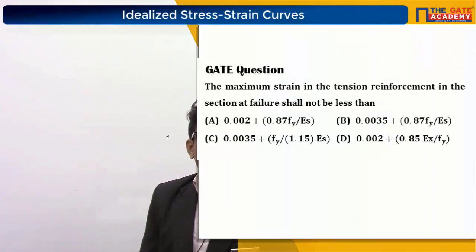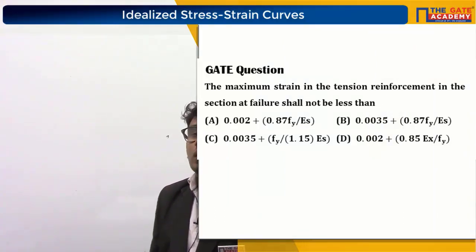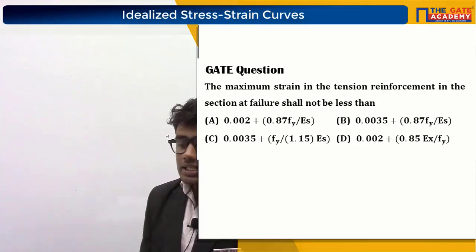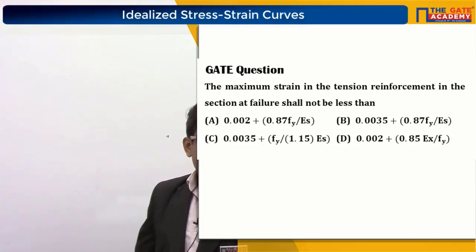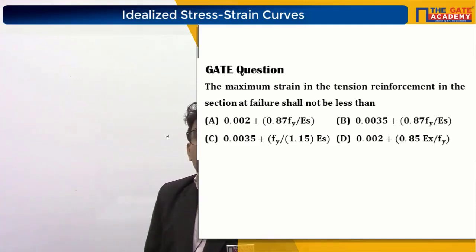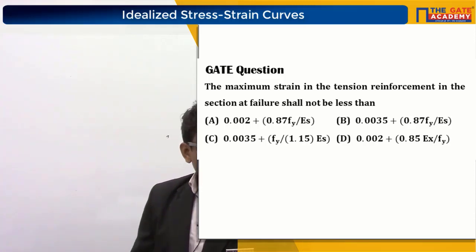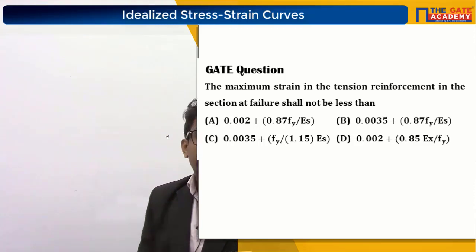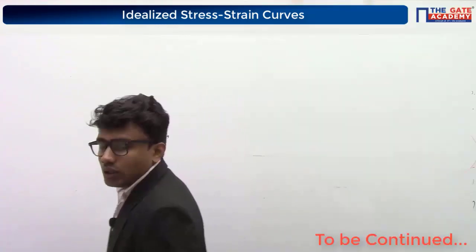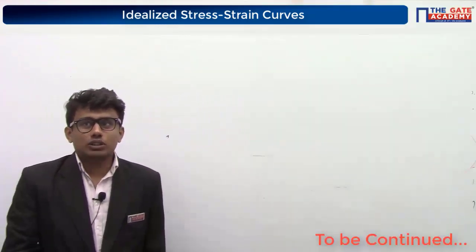The maximum strain in the tension reinforcement in the section at failure shall not be less than. What is the answer? Answer is A, right? Why is it A? We have discussed it now. 0.002 plus Fy divided by 1.15 ES, or 0.002 plus 0.87 Fy divided by ES. That is the strain value I am going to consider at the failure. Right? Yes. I think no need to discuss it here. We have already discussed this. Right now?